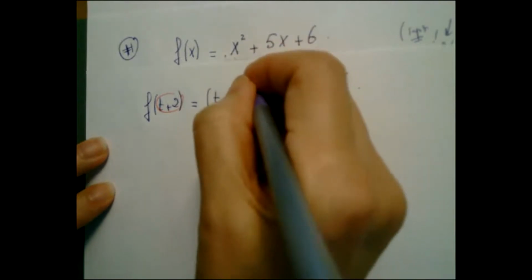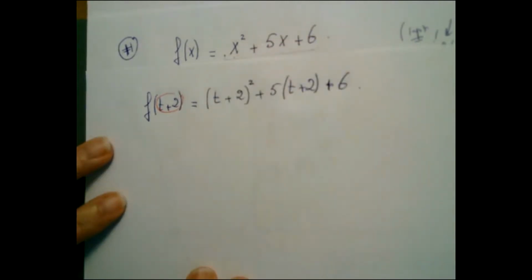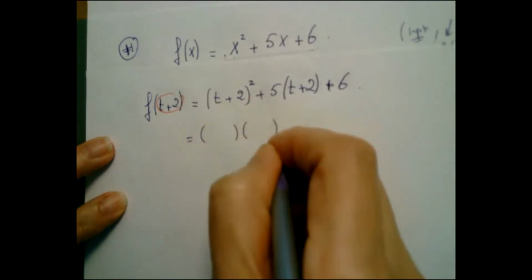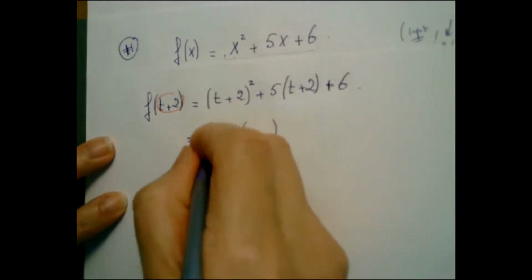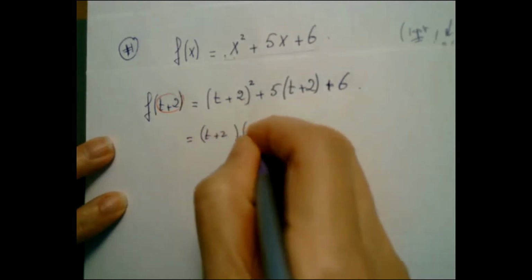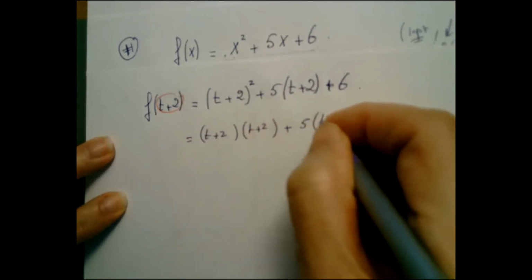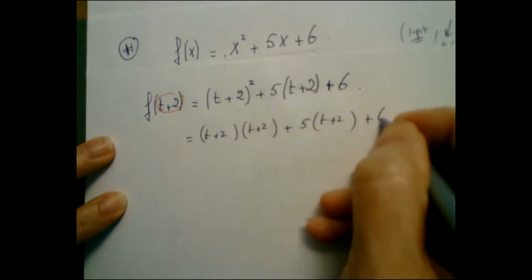Sorry, I forgot the 2 here. Now we have to simplify. We have to simplify very slowly. The first one is t plus 2 times t plus 2, plus 5 times t plus 2, plus 6.